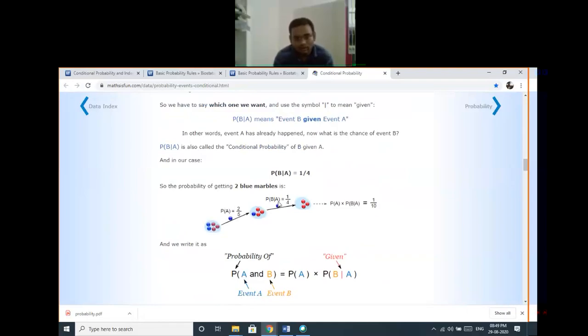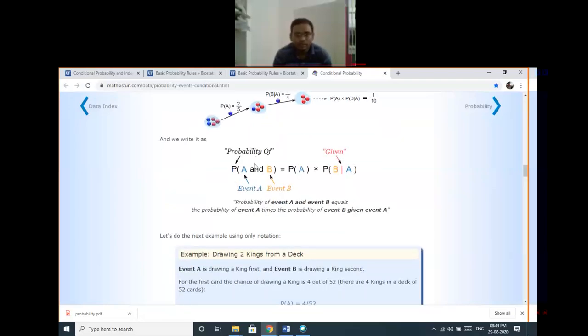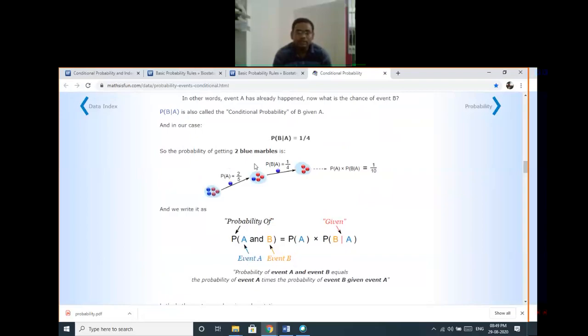This is read as the probability of B given A. That means you have to calculate the probability of B when A has already occurred. You can calculate that by multiplying the probability of A and this event's probability. You have to multiply these two, so that is 2 by 5 into 1 by 4, which is 1 upon 10. You will get the same thing. This is also called conditional probability, because this is for dependent events, and that's why conditional probability is calculated like that.